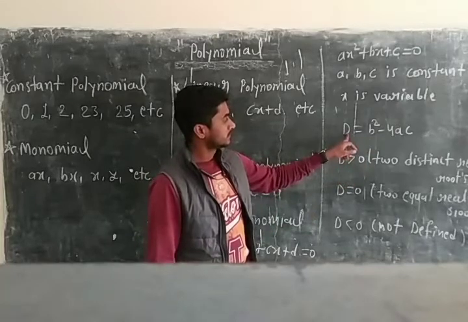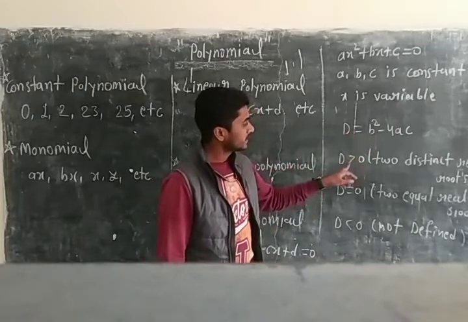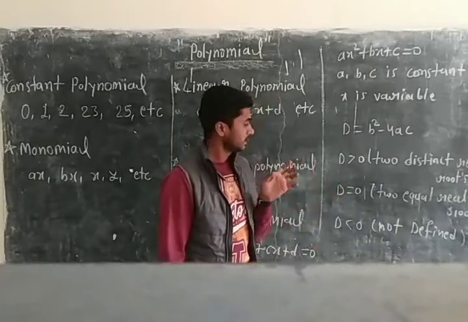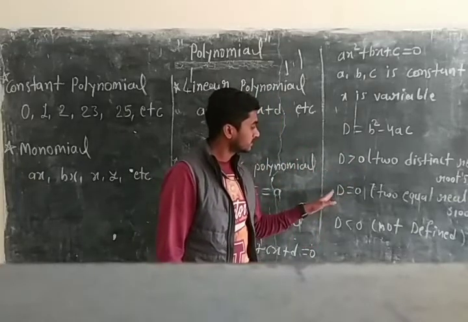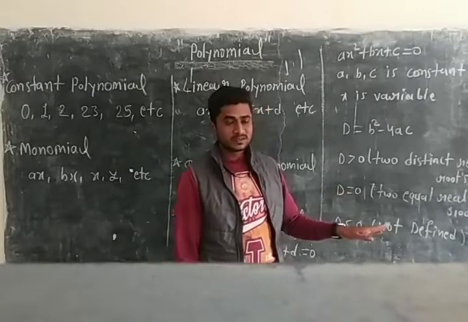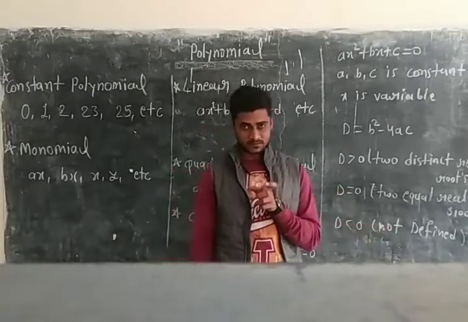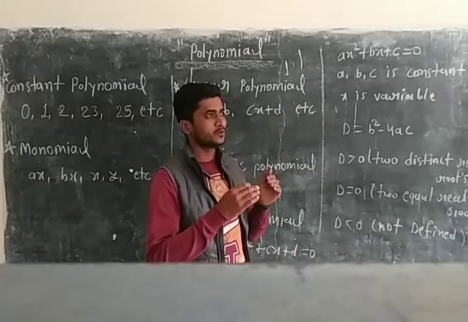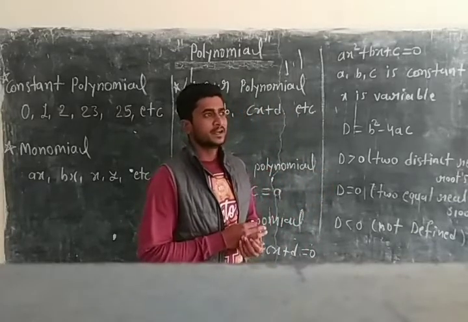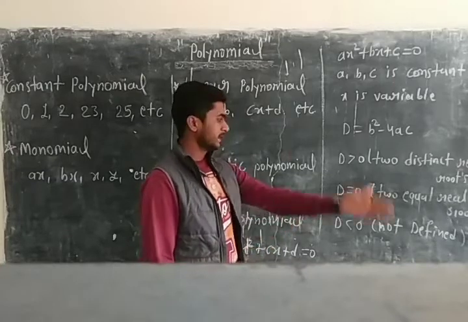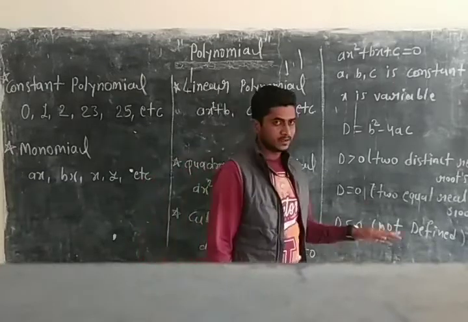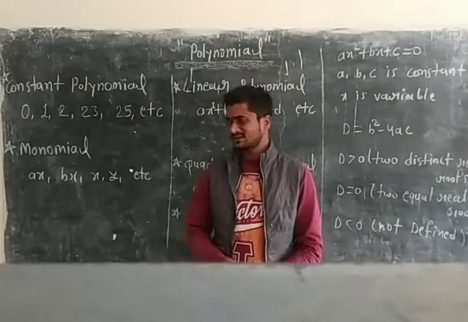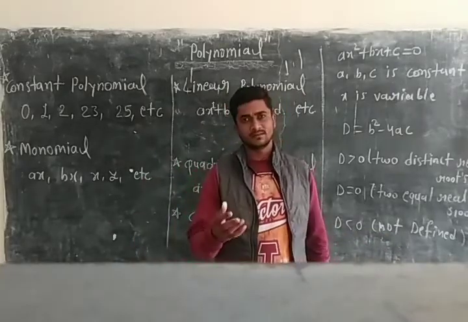If the value of D is greater than 0, then at that time we will get two distinct real roots. And after that, if we get D equal to 0, then at that time we will get two equal real roots. So we can guess before solving the quadratic, what type of roots we will get in the end. Now if D is less than 0, then roots are not defined, meaning at that time we can say that we will not get real roots.